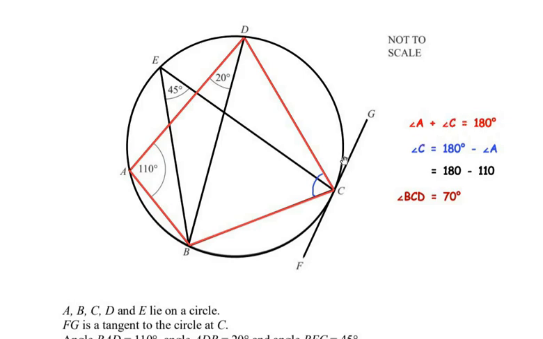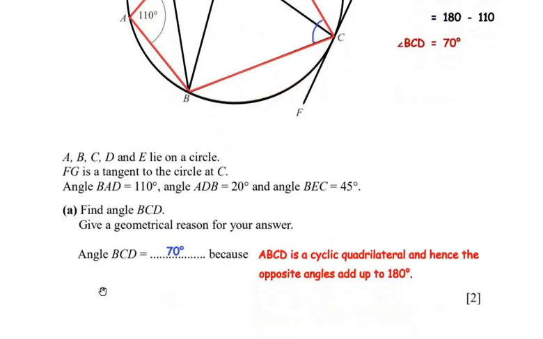Since we have to find out angle C, let us take angle A to the other side of the equal to sign. So we get angle C is equal to 180 minus angle A. Angle A value is given to us, that is 110. So 180 minus 110 gives us the value of angle C, or the value of angle BCD, as 70 degrees. So here we have written angle BCD is equal to 70 degrees because ABCD is a cyclic quadrilateral and hence the opposite angles add up to 180 degrees.